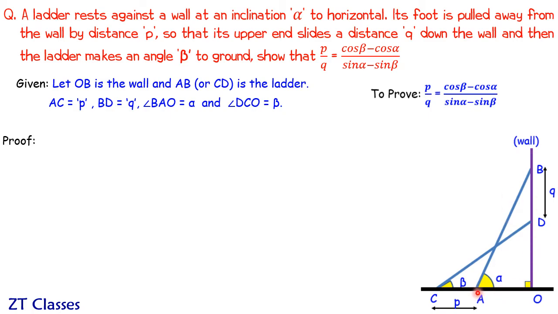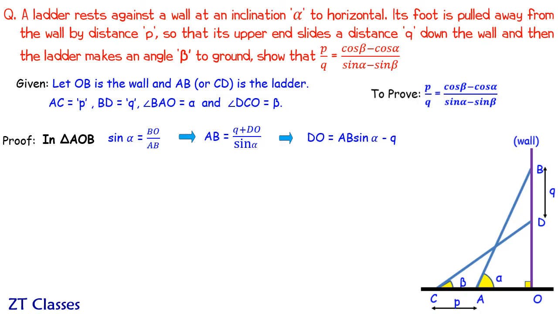Now if you see, in a generic approach in our proving questions we have sin alpha, sin beta, cos alpha. So we are going to need those ratios, right? We have to find those ratios first. So let's take triangle AOB and I'm taking the ratio of sin first. So sin alpha is perpendicular upon hypotenuse, so BO upon AB. Let's replace the value of BO as Q plus DO, and let's simplify it to get the value of DO as AB sin alpha minus Q.